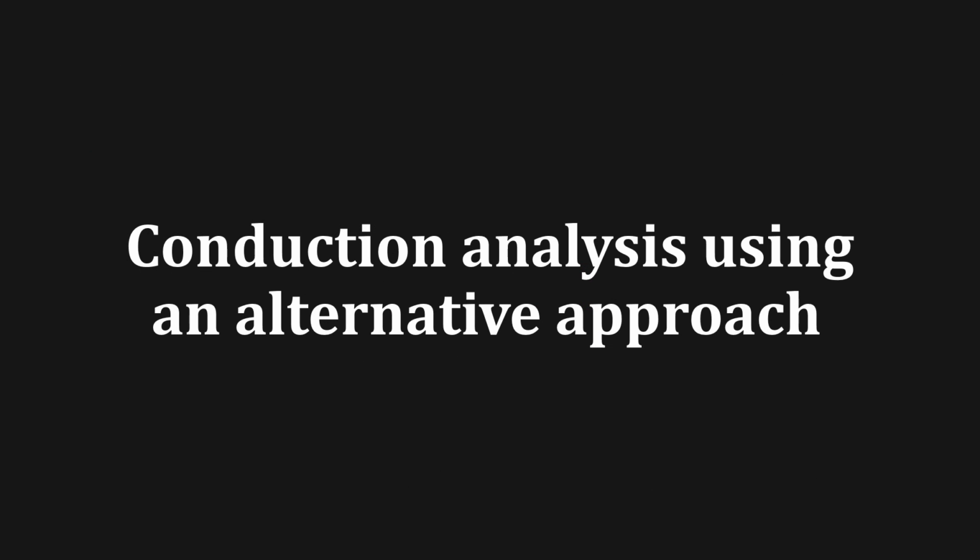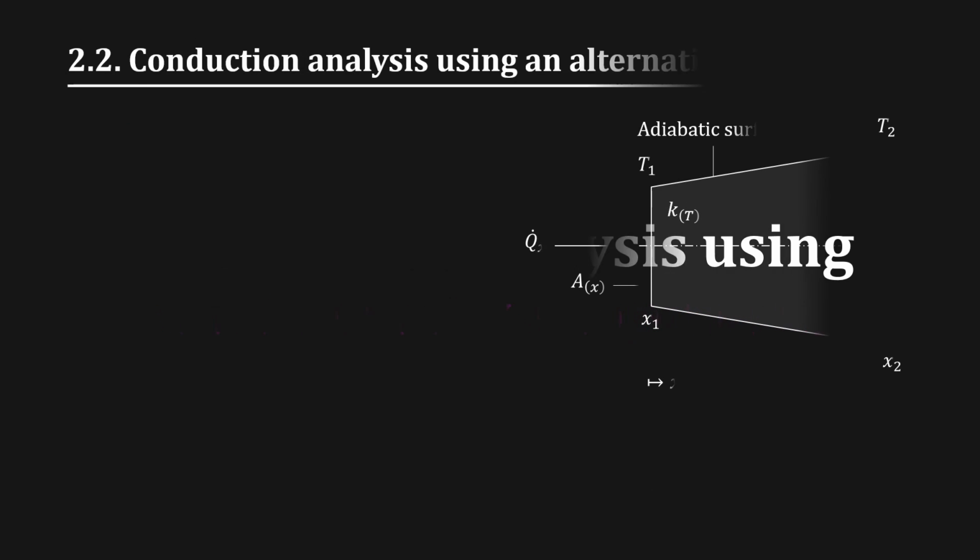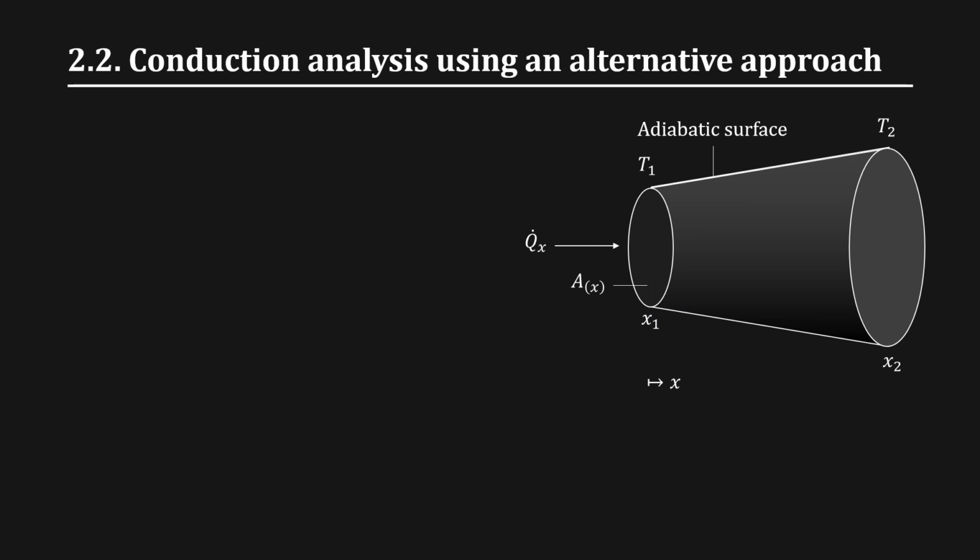Now we will explore the conduction analysis using an alternative approach. Considering conduction within a system of a constant conduction rate, this system, as we see, has a changing cross-sectional area, which means that A isn't constant.